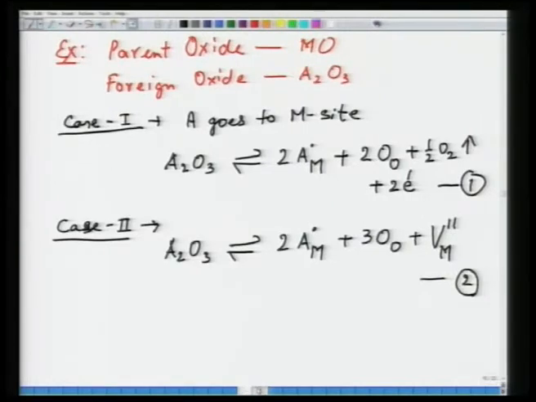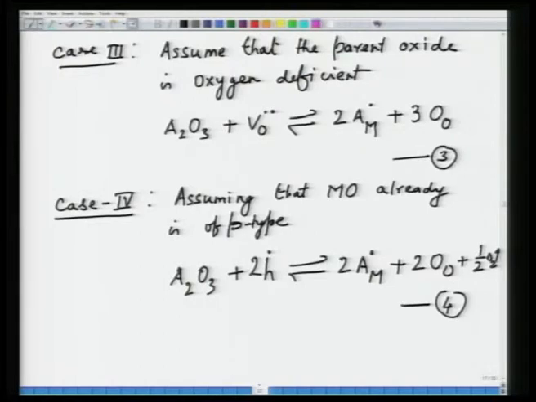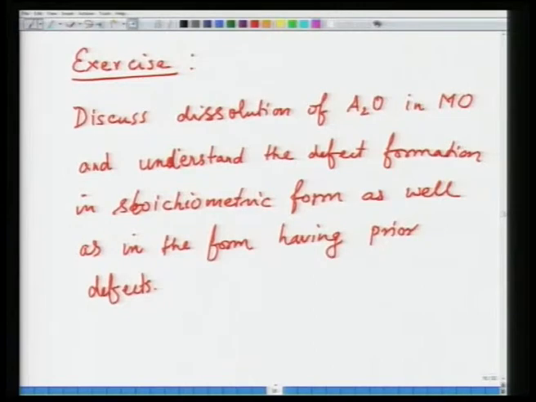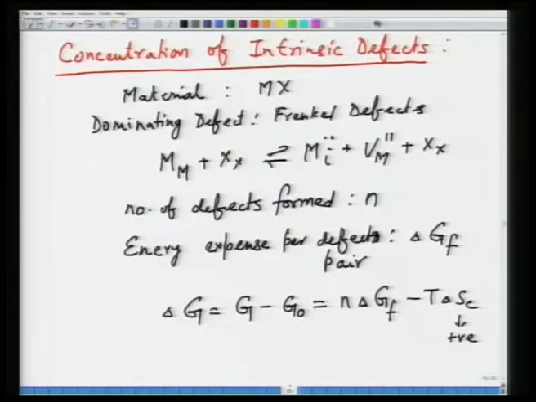And then we looked at the cases in which the oxide has a reasonable amount of vacancy concentration to begin with, or a reasonable amount of hole concentration to begin with. So as an exercise, I asked you to discuss the dissolution of A2O in MO, and to understand the defect formation in stoichiometric form as well as in the form having prior defects. I will leave this exercise to you.